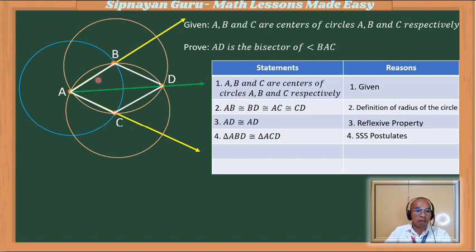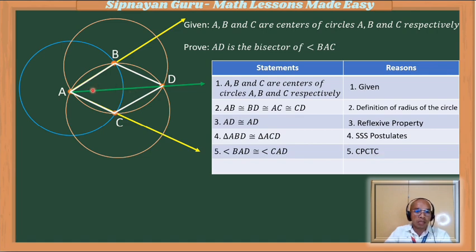Since we already established that these two triangles are congruent, this angle is the corresponding angle of this angle. Therefore, we can have statement number 5 that angle BAD is congruent to angle CAD. The reason is the CPCTC theorem: the corresponding parts of congruent triangles are congruent.